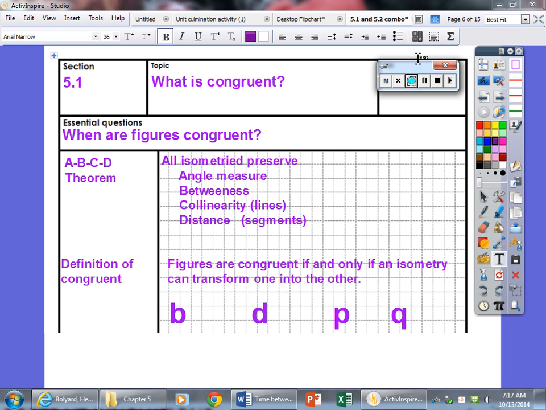So if you look at all of my lowercase letters there, all of those would be considered congruent, because I can change B into D using a reflection. I can change P to P using a reflection and a rotation. And I can do B to Q by doing a reflection and a rotation. So there's a couple, all of those would be considered isometries, and they would be considered congruent because one of them would map right on top of the other one.